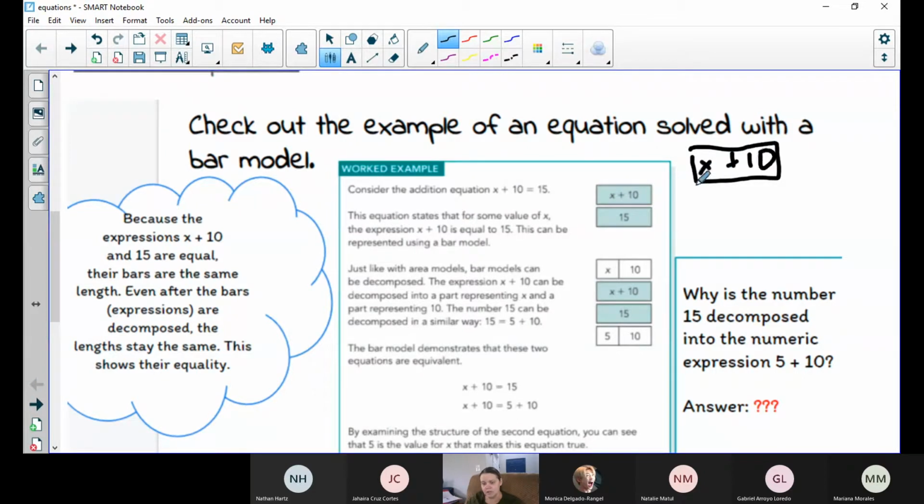Ooh, that's really bad chicken scratch this morning. And then I'm going to make another bar the exact same size as the first one for my 15. Okay. By making these the same size, we are showing that they are the same value. They are equal to one another. Okay.